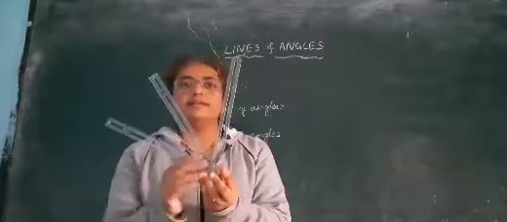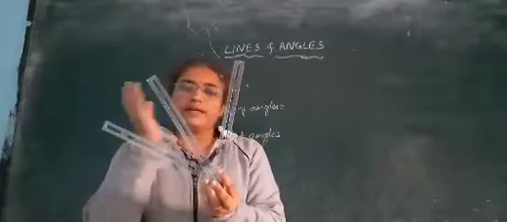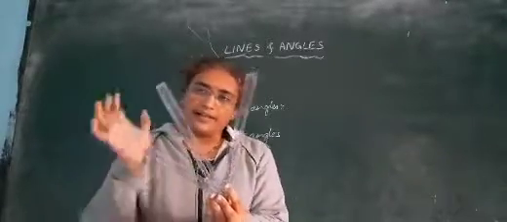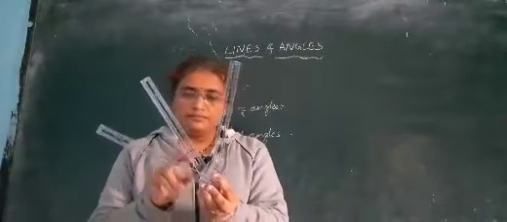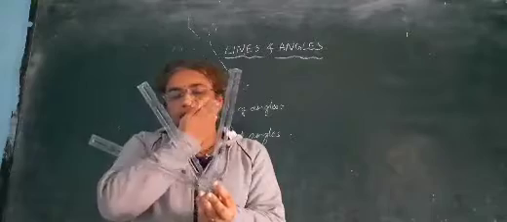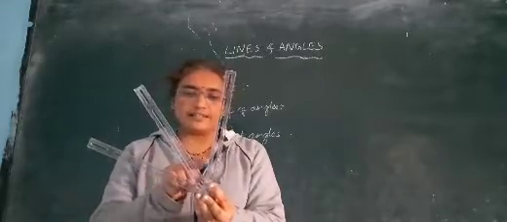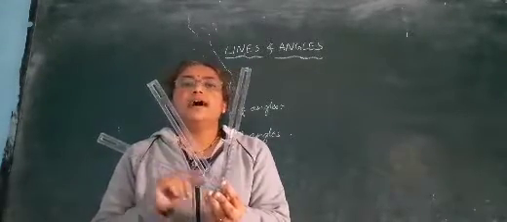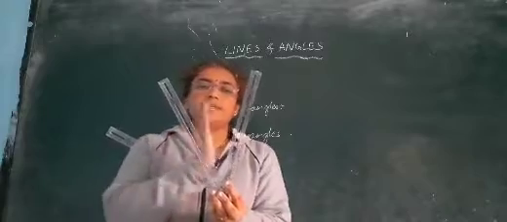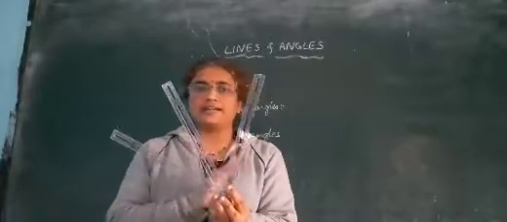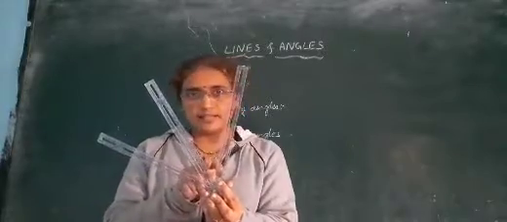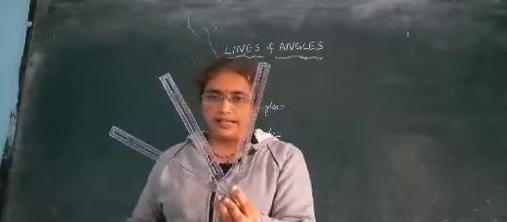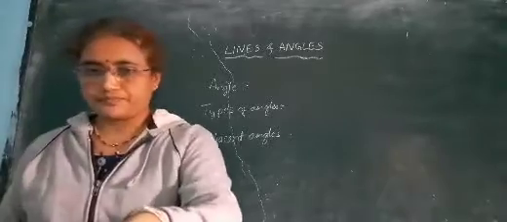So when an angle is divided or separated by another line, then the divided angles are adjacent angles. Adjacent means side by side. They are called adjacent angles. This angle is beside this angle, therefore they are adjacent angles. Okay.